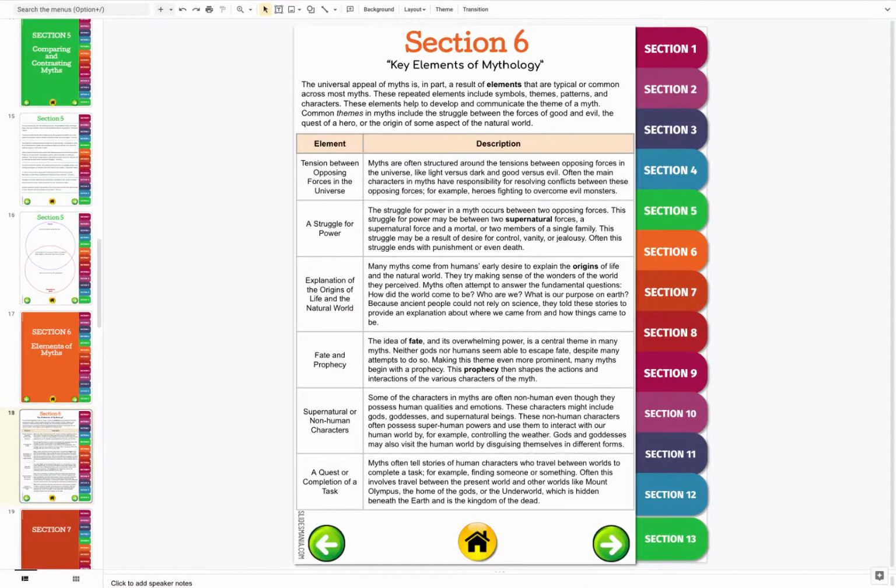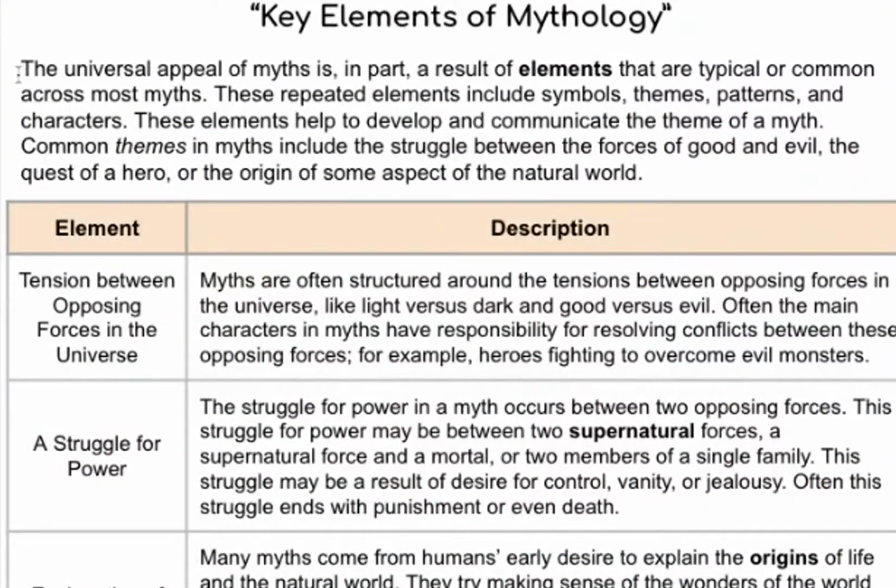And so I'm going to read the opening sentence of this text. The universal appeal of myths is in part a result of elements that are typical or common across most myths. So we're seeing things that are common or typical. So that means things that are similar in all myths. So that would be like if we had a huge Venn diagram of all myths, what would kind of fit in the middle of all of them?